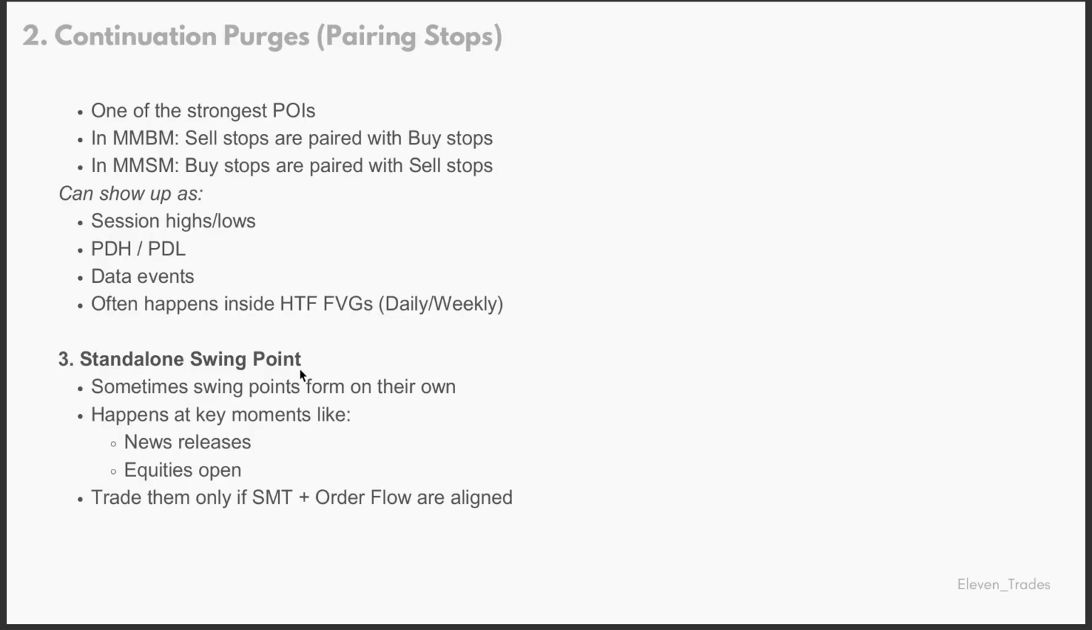Now the second one is the continuation purges, which is pairing buy stops and sell stops. This is one of the strongest points of interest in the market maker buy model. You are pairing the sell stops with the buy stops, and in the market maker sell model, you are pairing the buy stops with the sell stops. The continuation purges can show up as session highs, previous day highs, previous day lows, data highs, data lows, and often it occurs inside a high time frame fair value gap.